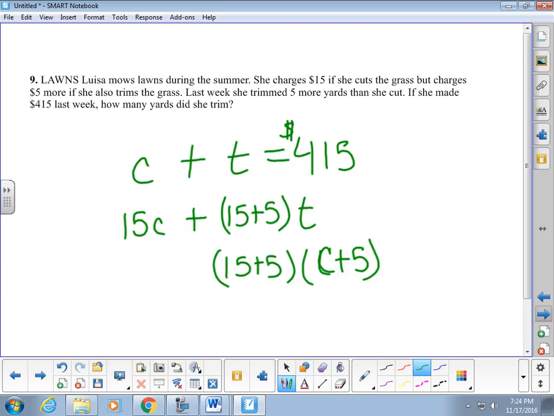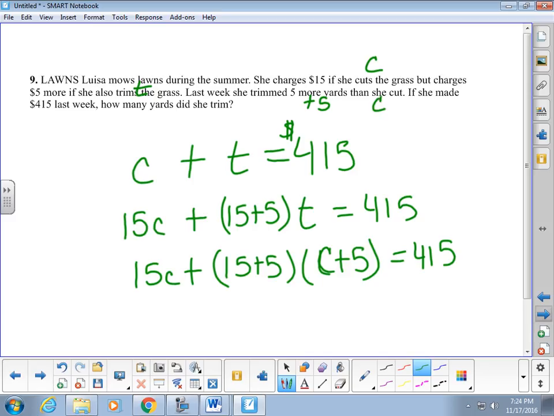Okay? So, I know, Mrs. Robinson, what did you just do? You confused me. I'll explain it one more time so you can see how I went from one step. Okay? First, I started off with what they gave me. She charges $15 if she cuts the grass, but she charges $5 more if she trims the grass. Last week, she trimmed 5 more yards than she cut.